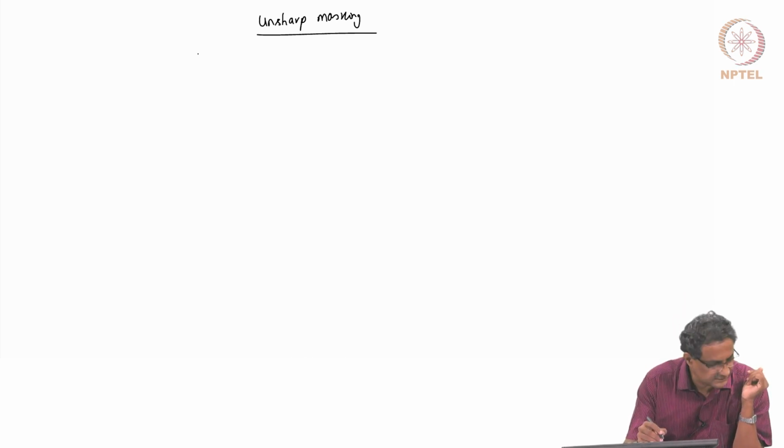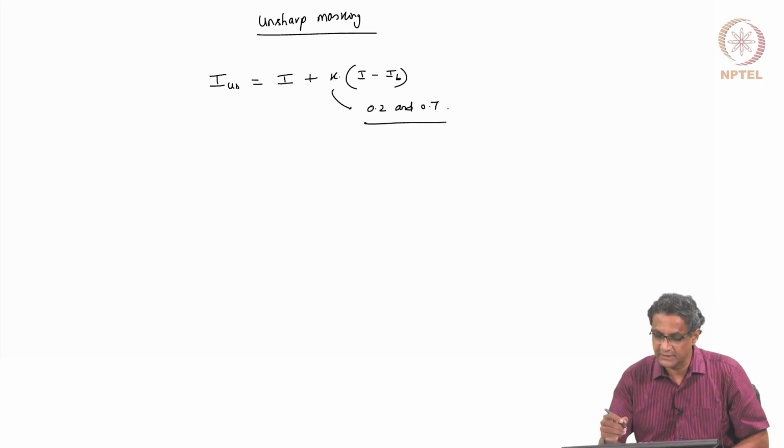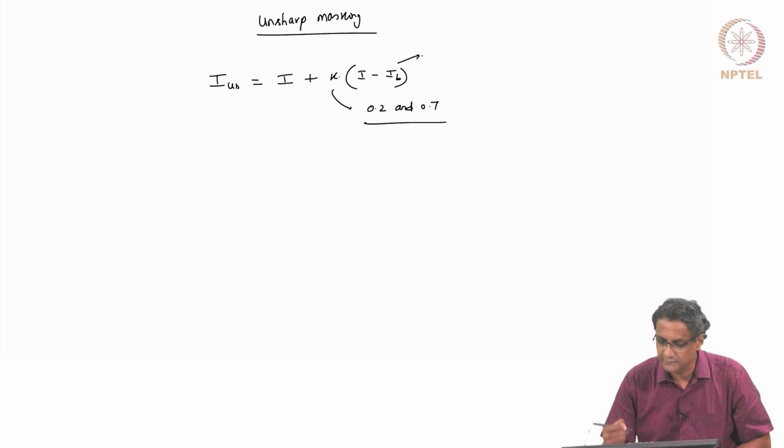And the way this works is as follows. Suppose you have an image I. Then the unsharp masking looks like this: the original I plus a constant K times (I minus I blurred). And this constant is something like between 0.2 and 0.7. Again, there's nothing sacred about that. So a Gaussian comes into play here, or any kind of smoothing filter. You blur I to get your I_B, and then you do I minus I_B.